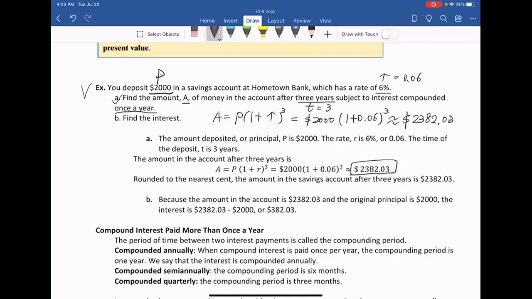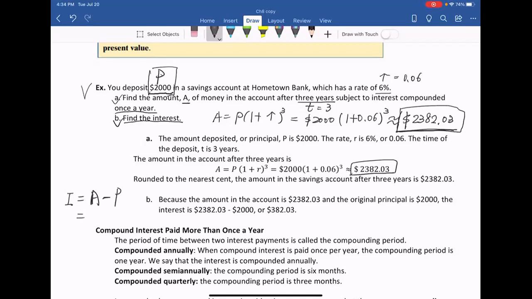$2,382.33 is the future value after 3 years. Second question is find the interest. So after 3 years, you will get this amount of money. The interest equals the future value A, subtract the present value. So remember, how we compute the interest in this part equals the future value A, subtract the present value.